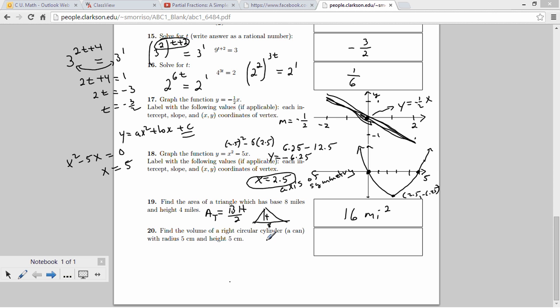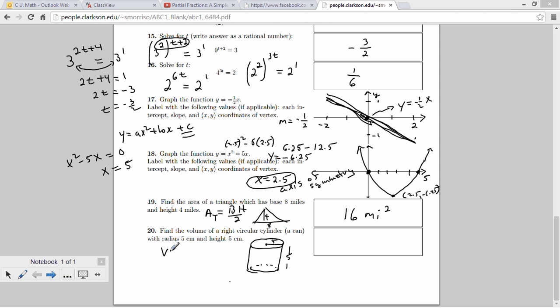And then lastly, number 20, right? Here's the kind of shape they're talking about, a can, right circular cylinder, right? And they're telling you that this can has a height of 5 units, and they also give us the radius of 5 units. And you always want to watch on these questions to see if they're giving you radius or diameter or something like that.